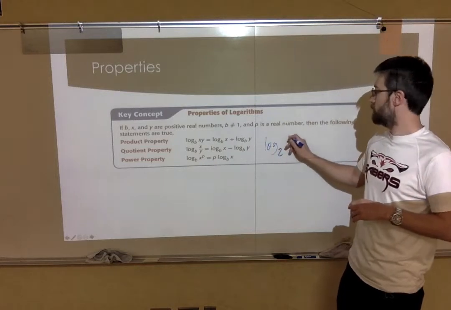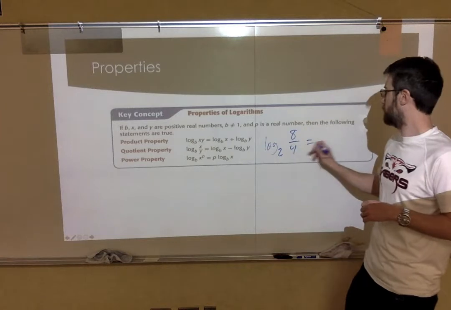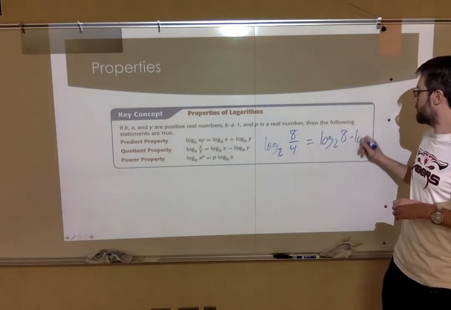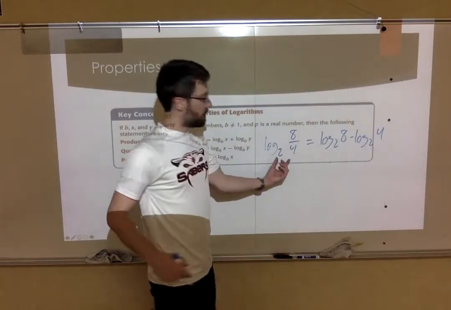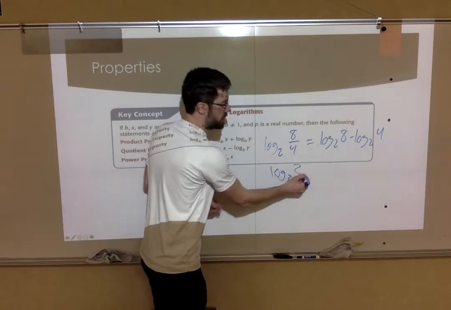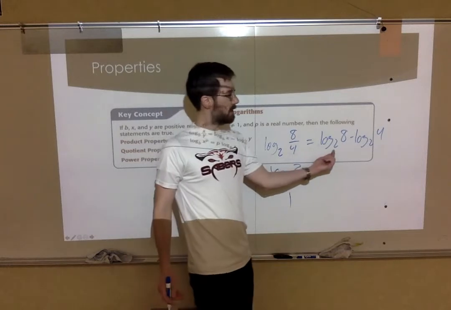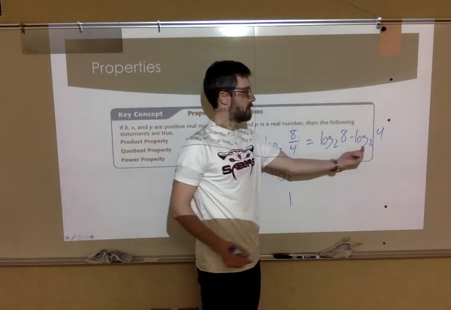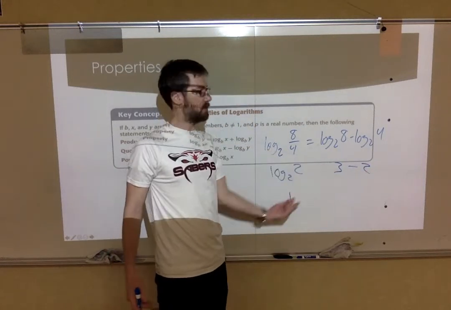Log base 2 of 8 over 4, and log base 2 of 8 minus log base 2 of 4. If I do it on this side, this is log base 2 of 2. Well, 2 raised to the first power is 2, so that's 1. Here, 2 cubed is 8, so that is 3, minus 2 squared is 4, so that one's 2. So 3 minus 2 is obviously equal to 1.